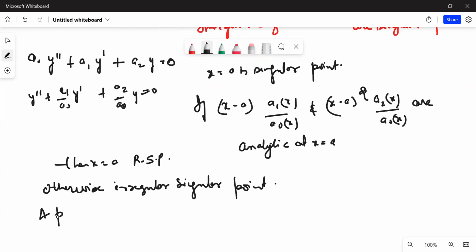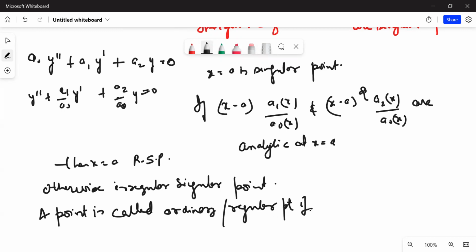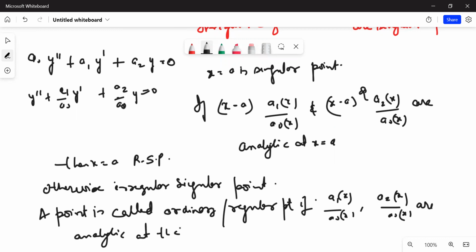A point is called an ordinary point or regular point if these functions, that is a1x upon a naught x and a2x upon a naught x, are analytic at that point. Is that clear, Bharat? These are just definitions.